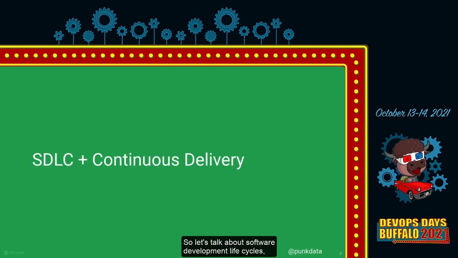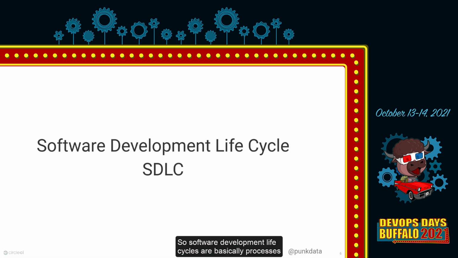So let's talk about software development life cycles and continuous delivery. Software development life cycles are basically processes used by the software industry to design, develop, and test high-quality software. The SDLC aims to produce high-quality software that reaches completion within times and cost estimates, right? So if you have deadlines, the software development lifecycle will help you keep that on track as well as staying on budget. The SDLC is also known as the software development process, right?